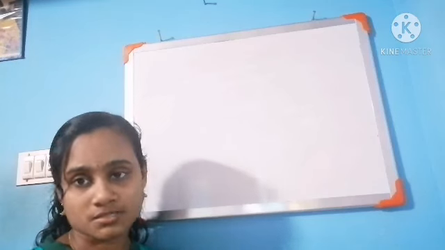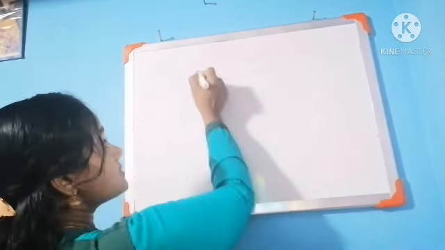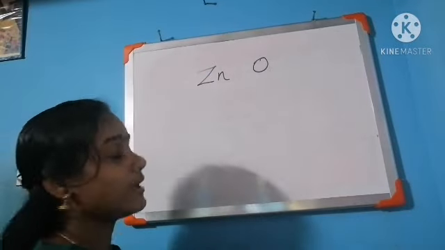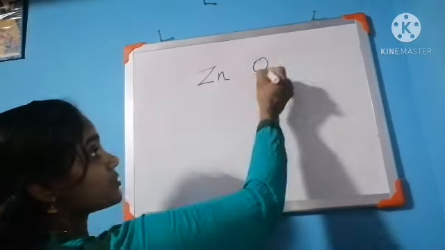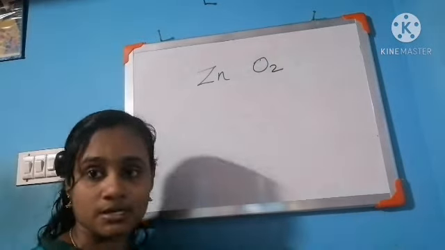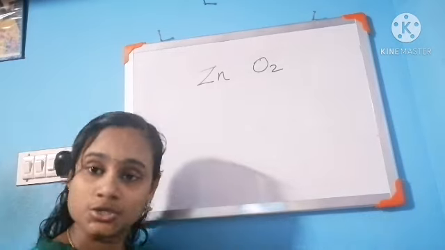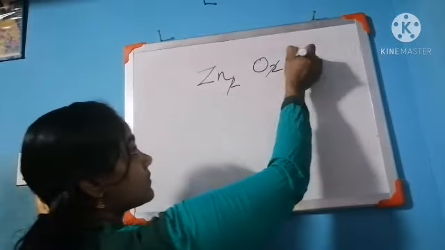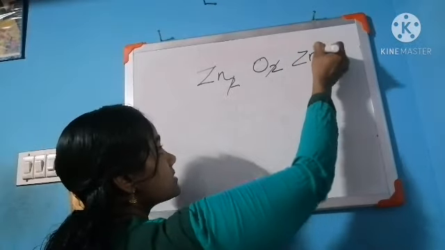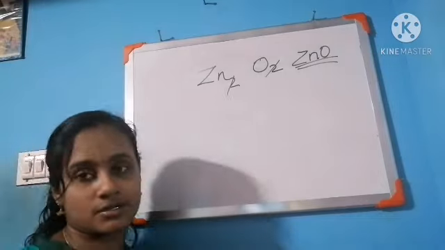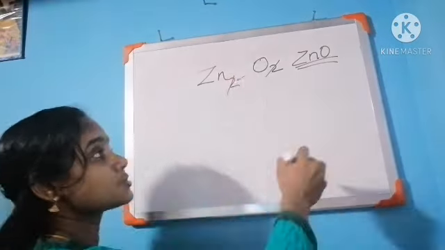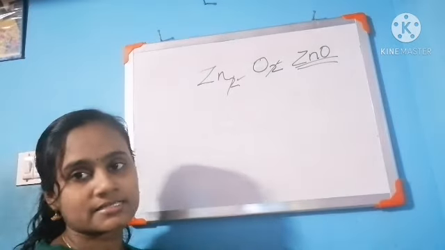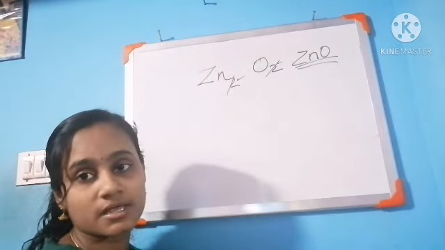Example, zinc oxide. Zinc symbol Zn. Oxide, oxygen. Valency of zinc 2, we should write it under the subscript of oxygen. Oxygen valency 2, we should write it under the subscript of zinc. They cancel each other. So the formula of zinc oxide is ZnO. Both have the same valency, so we can cancel each other.